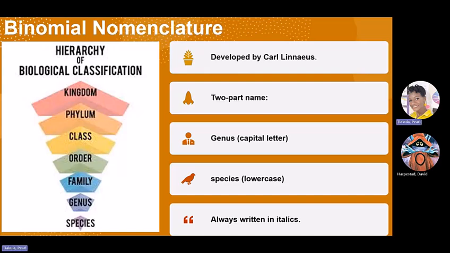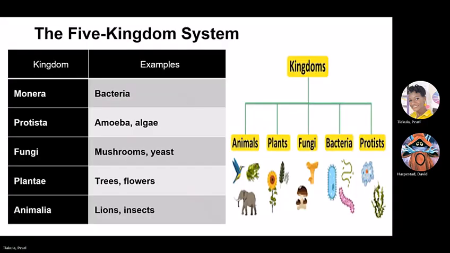So this is how it looks. You start from the species, the genus, the family, the order, the class, the phylum, and the kingdom. So this is how organisms are classified.